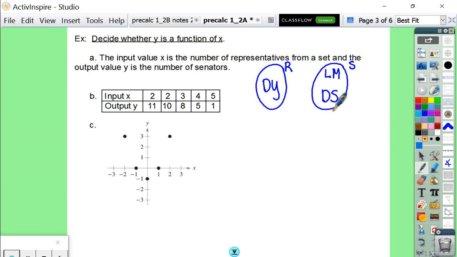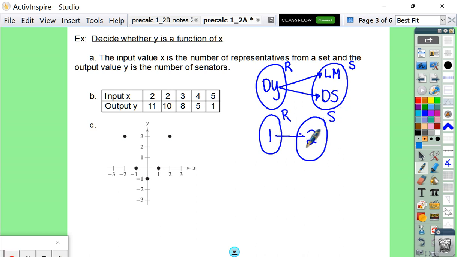And so if we're representing, hey, I input this to get out the number of senators, it looks like that would not be a function. But if it was just the number, well, my one representative gives me out two senators, that would be a function. So depending on how you're looking at it, how you're mapping it, would be different.